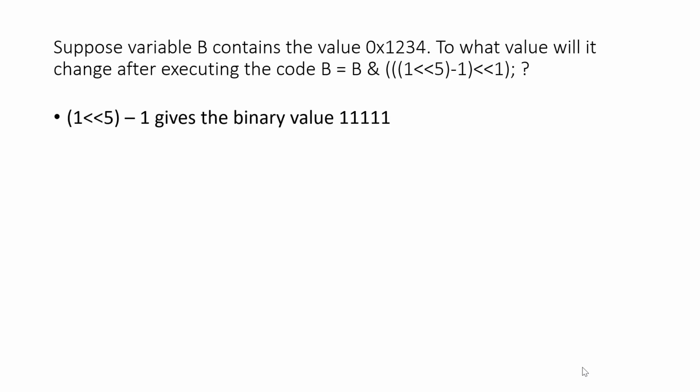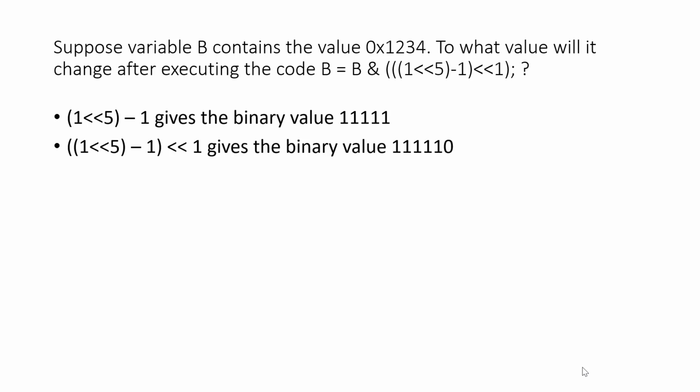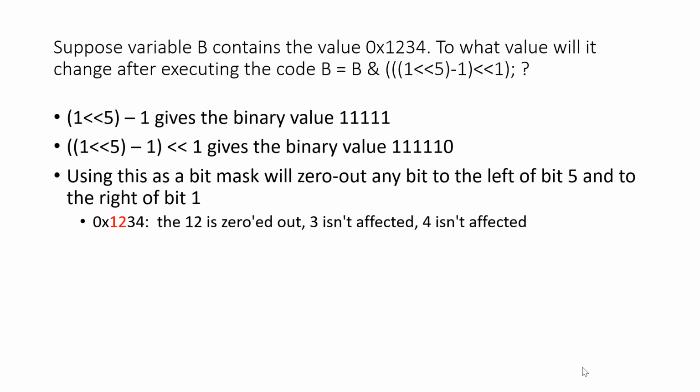Okay, so that's just what I explained. So 1 shifted by 5 bits minus 1 gives the binary value of 5 1s. Then if you shift that to the left by 1, it adds a 0 on the right-hand side. And then use this as a bit mask. Now the question is, how does that affect the hex value that I have? One way to solve this would be to convert this hex value to binary and just do the whole thing in binary. I'm taking a little bit of a shortcut here.